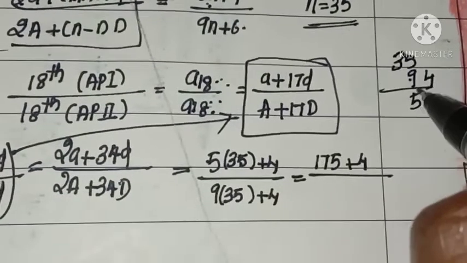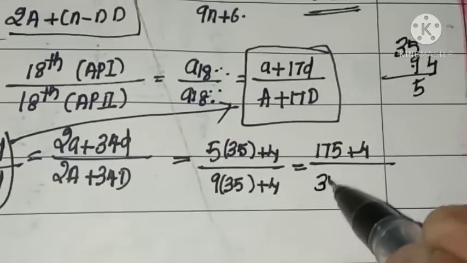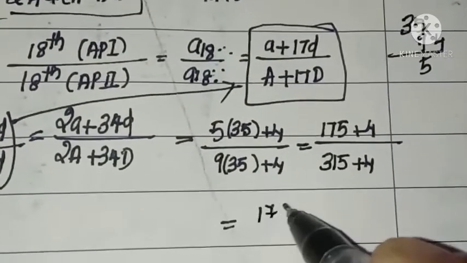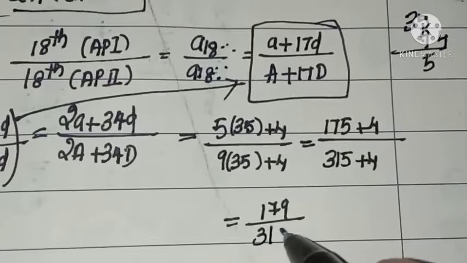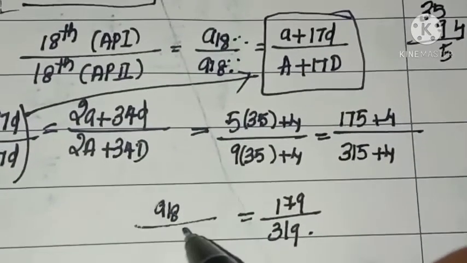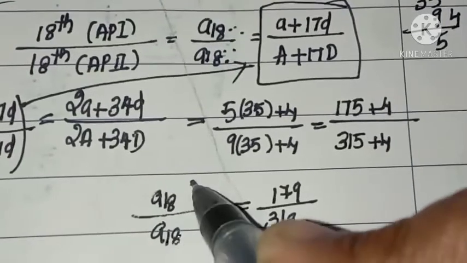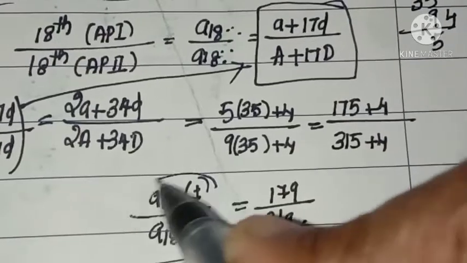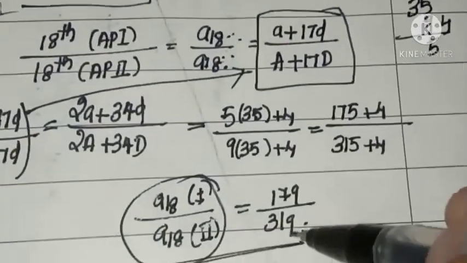9 into 35 is 315, plus 4. This is equal to 179 by 319. So this is our 18th term of the first AP by the 18th term of the second AP, the ratio of 18th terms of the given two APs.